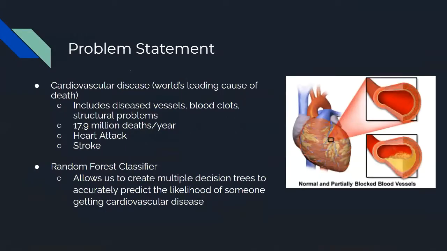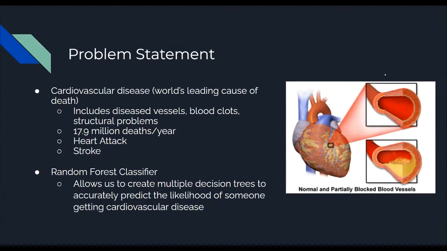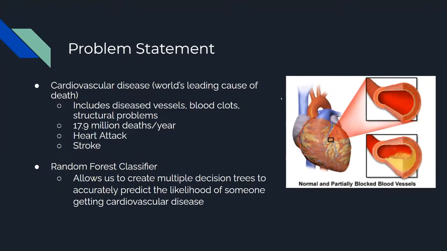So cardiovascular disease is actually the world's leading cause of death, and it comes in many forms. It can come from either a heart attack or stroke. Around 18 million people suffer through heart disease each year. And how does heart disease form? It forms from diseased vessels, blood clots, and other heart-related structural problems.